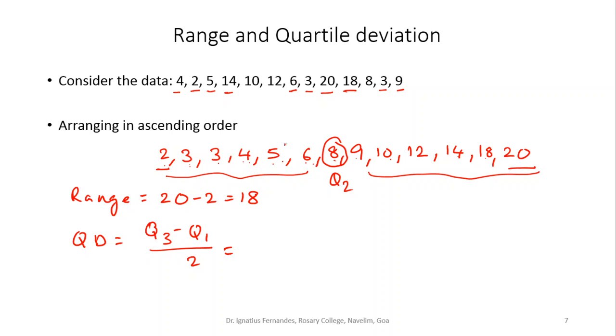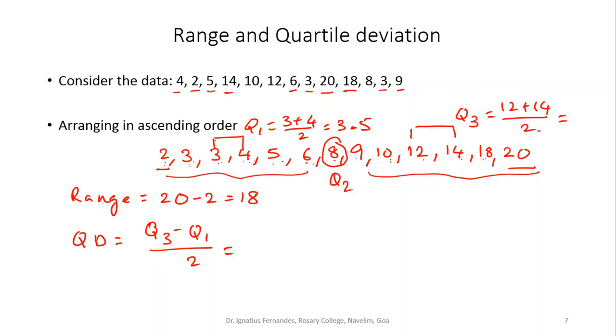So I want to locate Q1. So I have 1, 2, 3, 4, 5, 6, an even number of values. So I'll take the middle 2 and take the average of that. So Q1 is (3 plus 4) upon 2, which is 3.5. And what will be Q3? I have 1, 2, 3, 4, 5, 6. So take the middle 2 and take the average. So Q3 is (12 plus 14) divided by 2, and that is equal to 13.